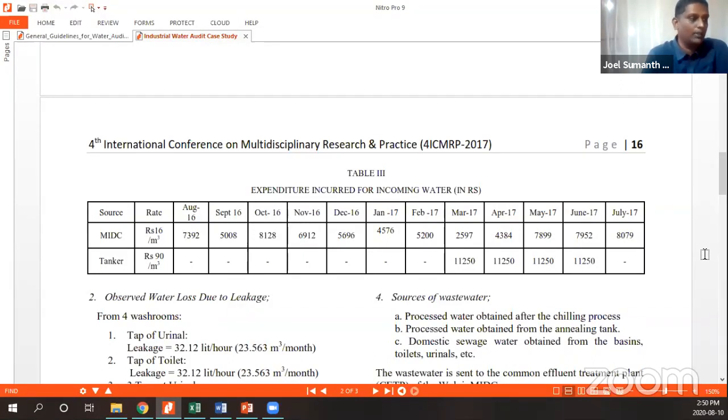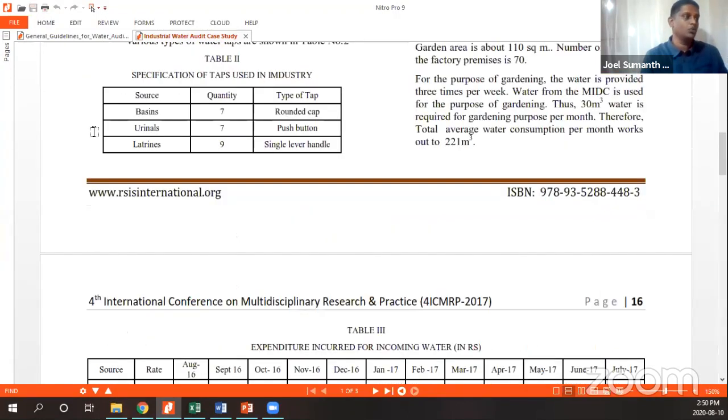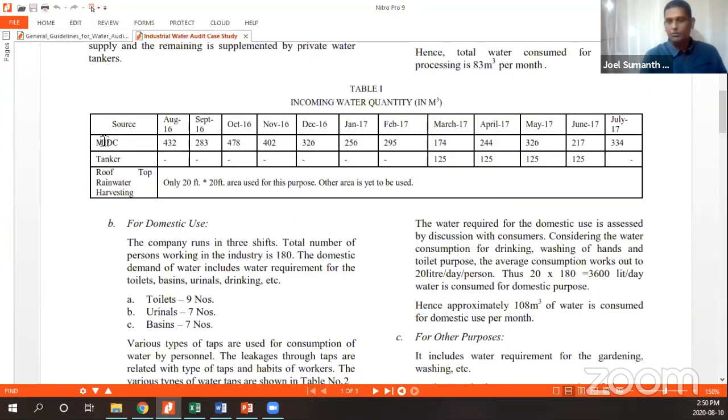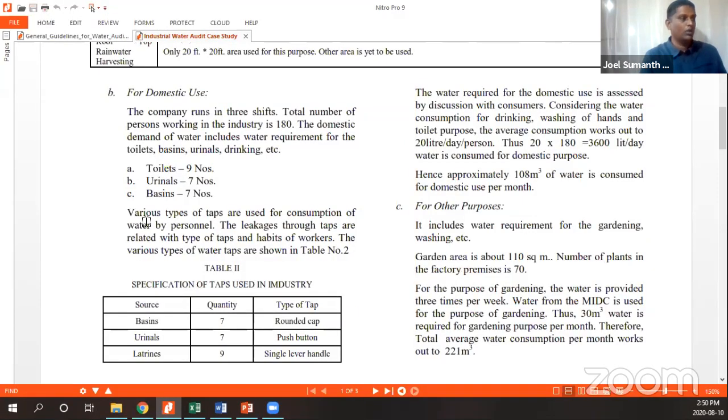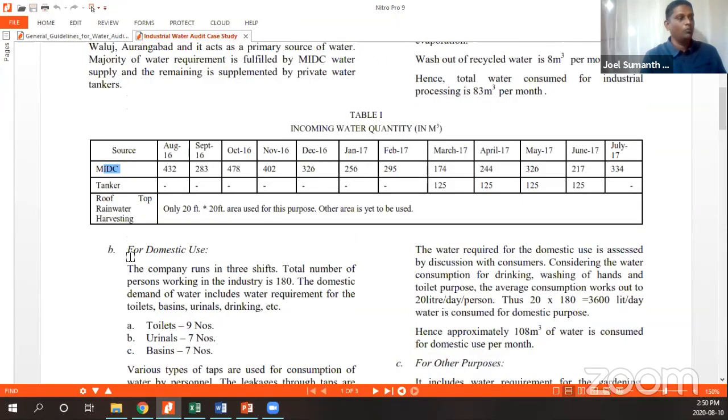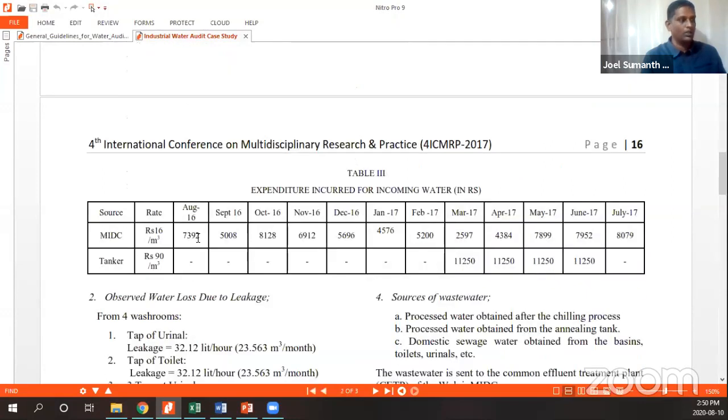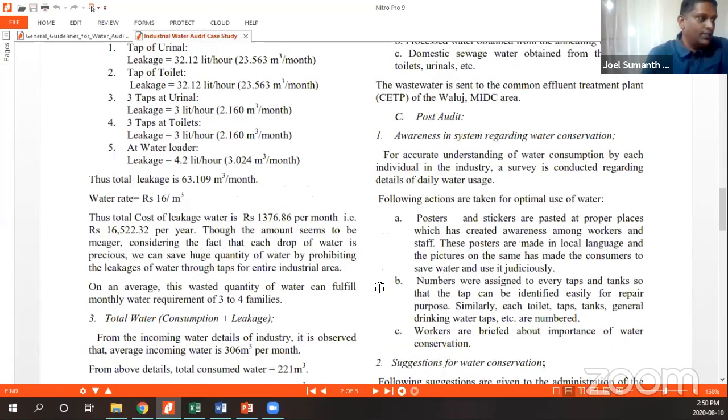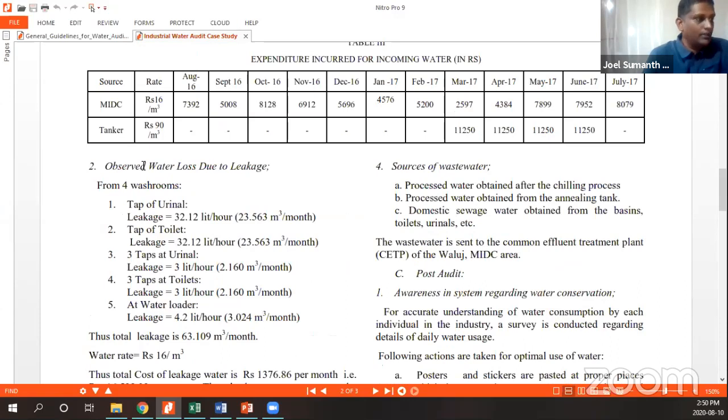So based on this information you prepare a table of the amount of water consumed per month. So the corporation water, how much water is there for each of the supplies. You are getting water supply from the development corporation, and from the tankers. So how much of the development corporation water is being consumed and how much of the tanker water is being consumed? So this is the second part of it. Then we will also calculate the water wastage and losses at different discharge points.